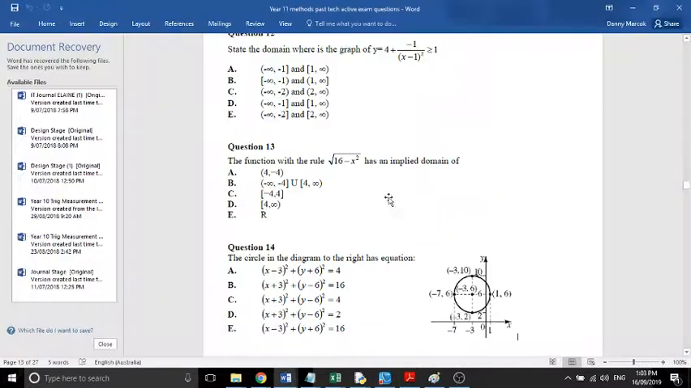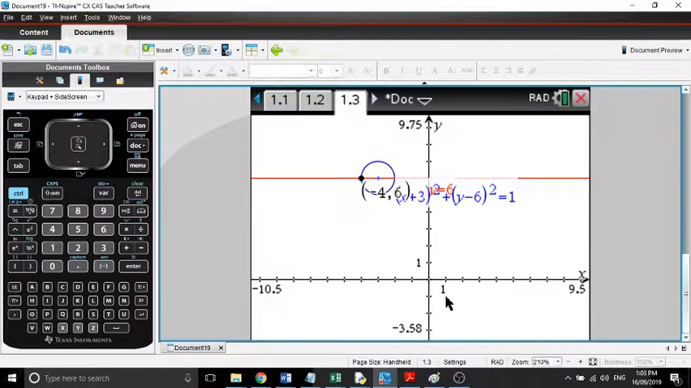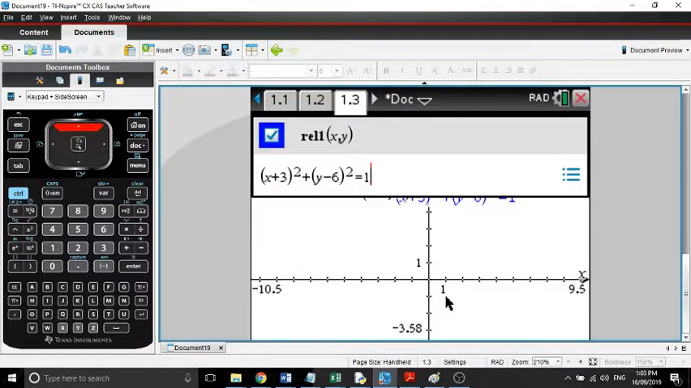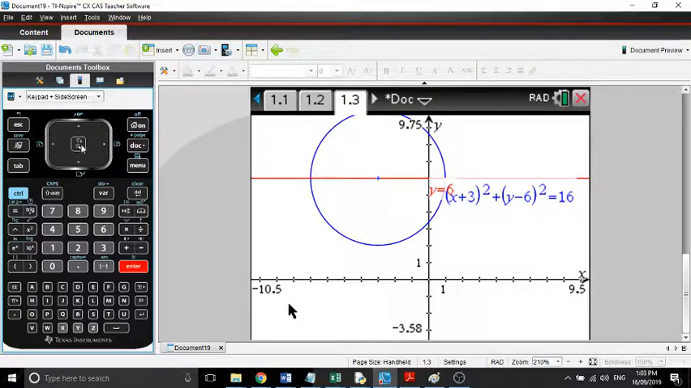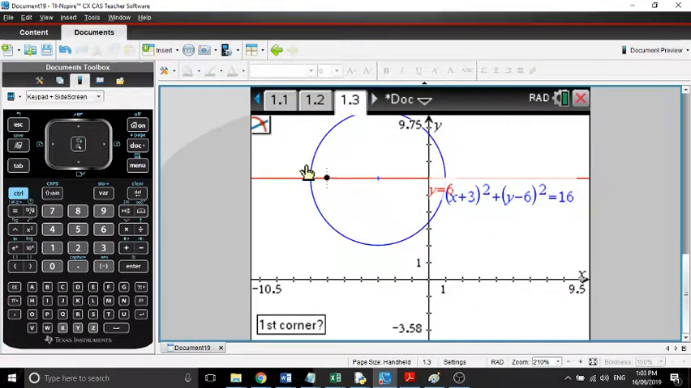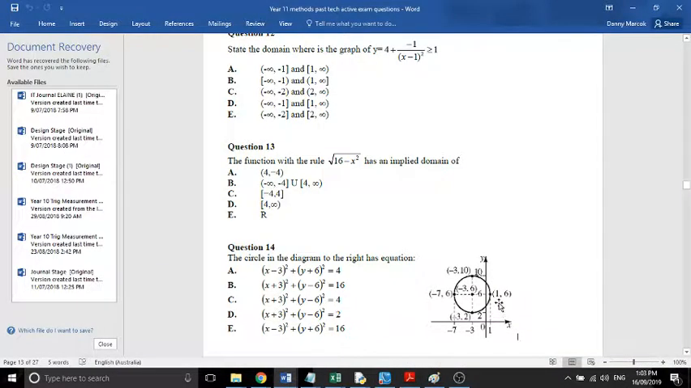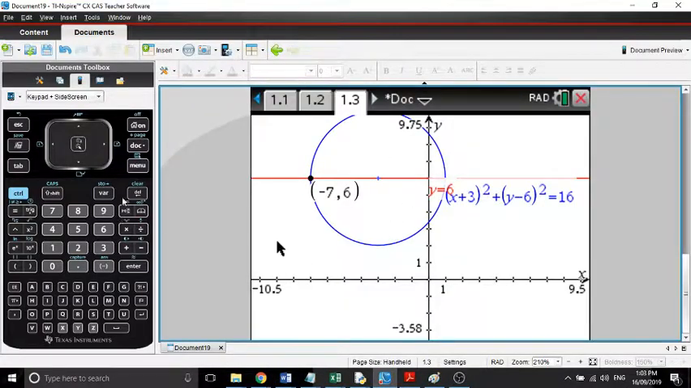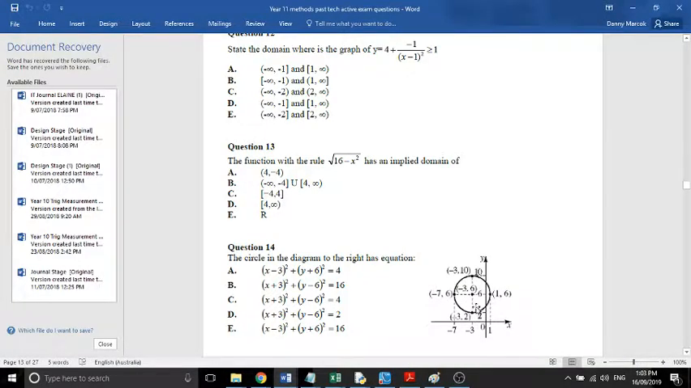Negative 4 and 6. No, that's not right. We want negative 7 and 6. It's going to be 16. Menu, analyze graph, intersection, negative 7 and 6. Equals 1 and 6, 3 and 10. So check. So I'd be saying everything else is okay.